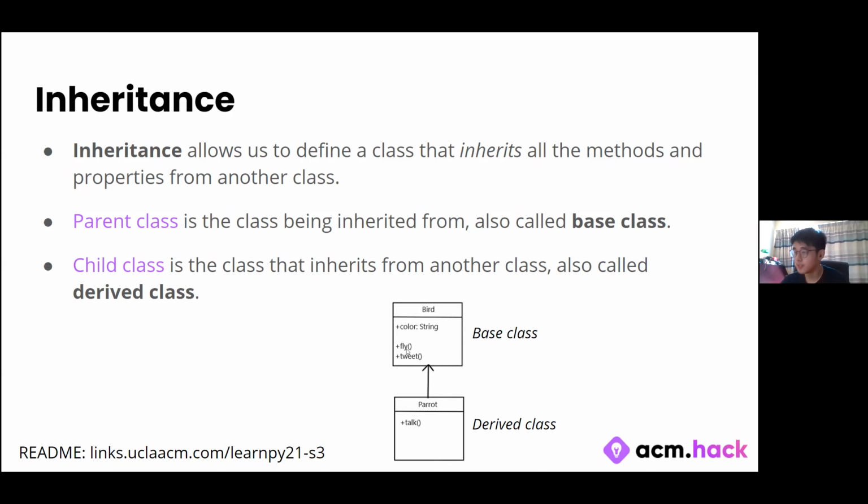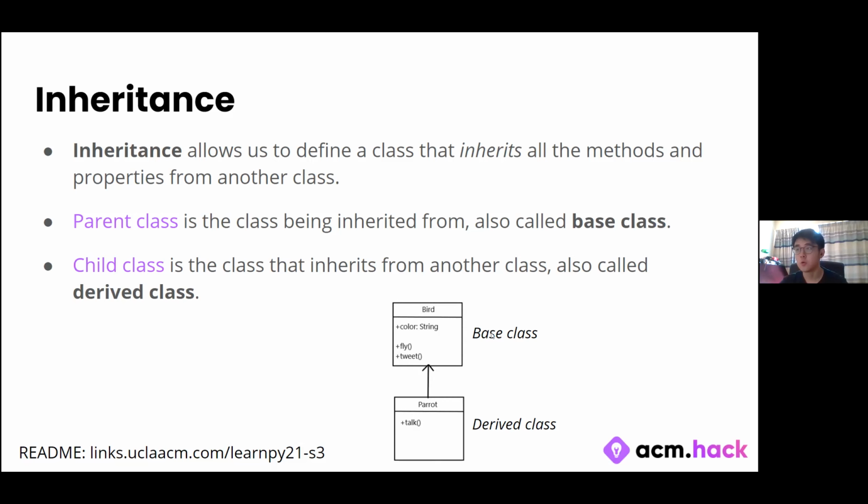And if you look at these little methods, this is not Python, unfortunately, but this is very similar. For example, every bird has a color. It can fly and it can tweet. But a parrot is a bird, so it can also fly, tweet, and have a color. But parrots can also talk, and that's what we mean by inheriting methods and properties from other classes.